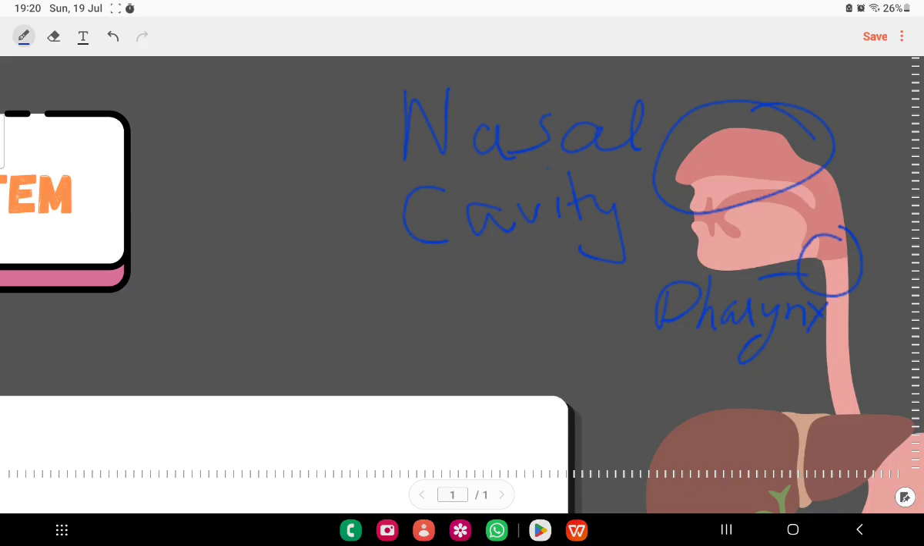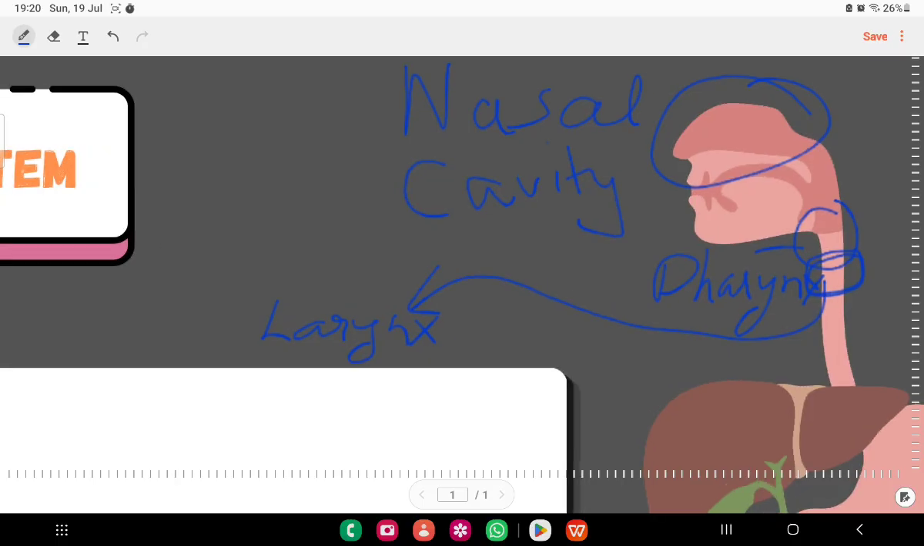Then below that we got the Adam's apple. It is made up of cartilage. Adam's apple or larynx or voice box, whatever you want to call it. This is the reason why I am speaking right now. It is made up of layers of cartilage so that we can speak.